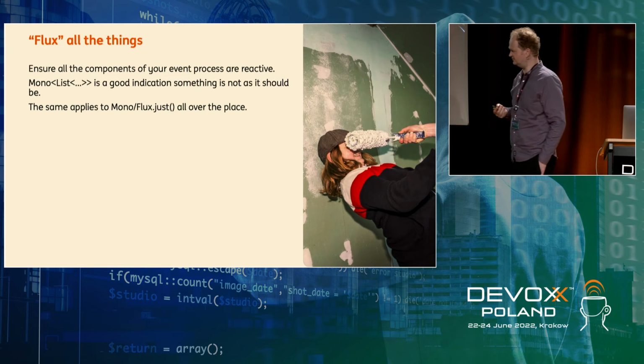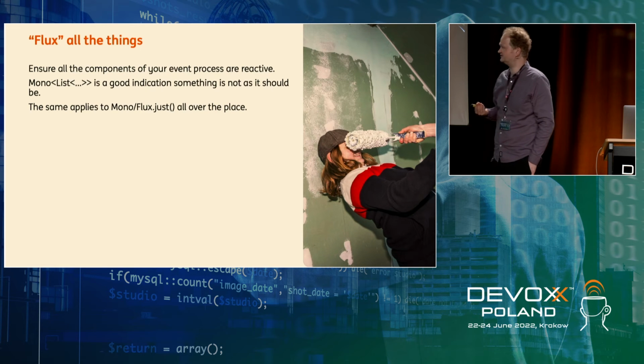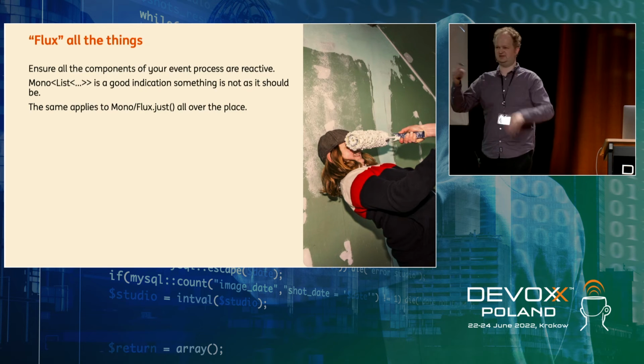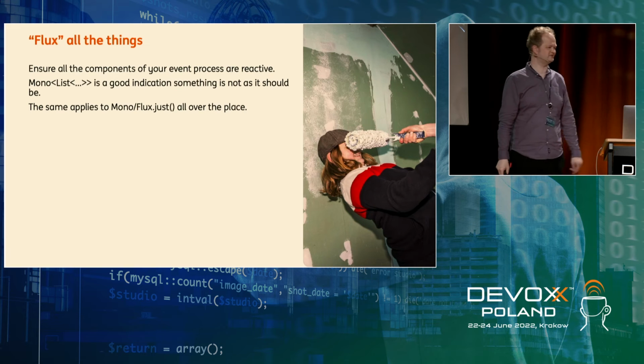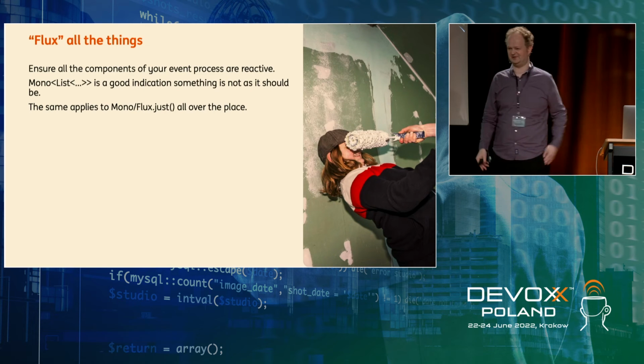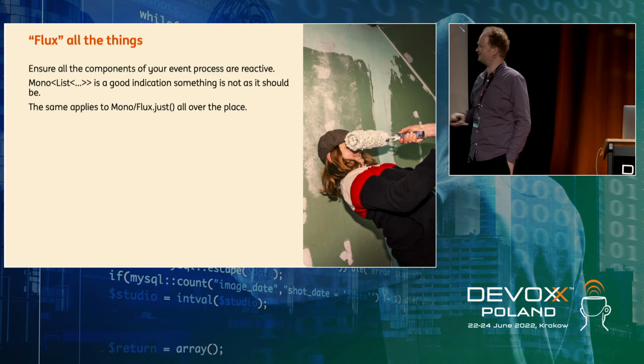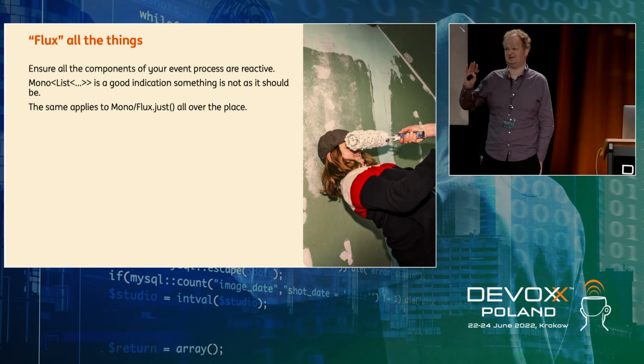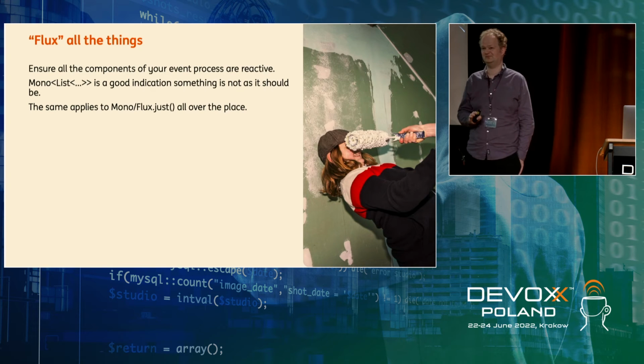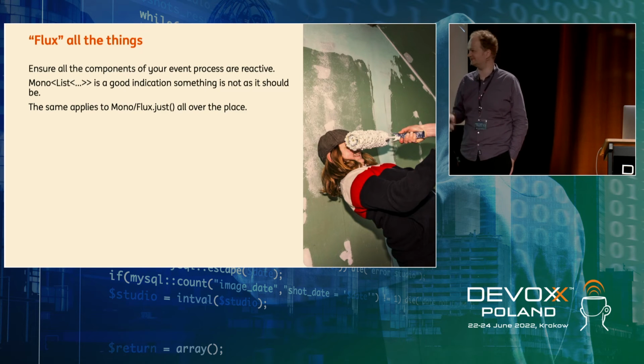One of the things we mostly notice with colleagues that are new to reactive programming is they get a list and then just return it in a mono, and someone else downstream will pick it up and it should be fine. That's a good indication that maybe we should look at whether we can improve it. It can be perfectly fine to do it like this. No one is telling you to make everything reactive.